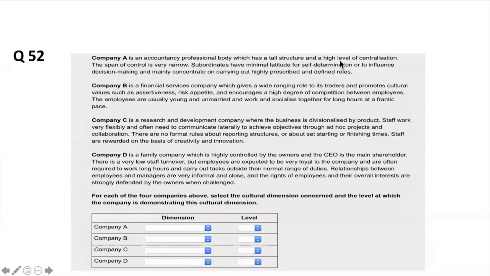So this company, in terms of culture, because the question, let me go further down for a moment just to get you into the mindset of this question. For each of the 4 companies above, and we started reading company A, select the cultural dimension concerned and the level at which the company is demonstrating this cultural dimension. So this company here, the first one, if you noticed, is actually a tall, like a tall pyramid.